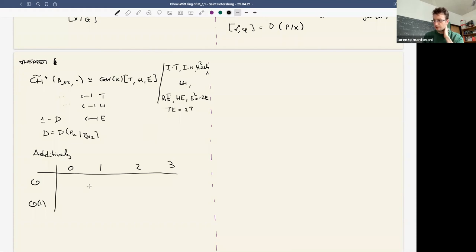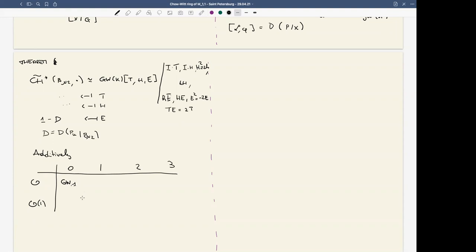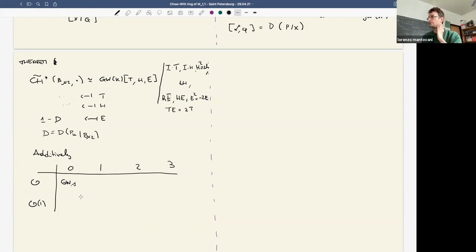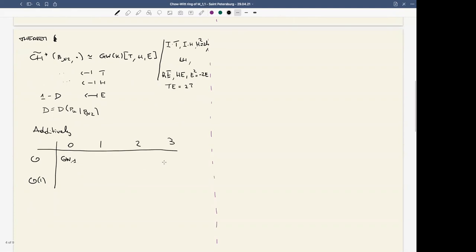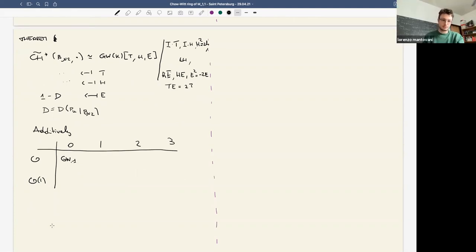And so let's write what we have. So we have, in degree zero, GW one. And yes, can you say what is the Picard group of BMU2? Yes, it's Z mod 2. Thanks for asking. And the generator is the universal classifying line bundle.